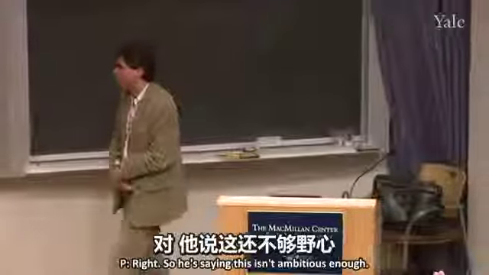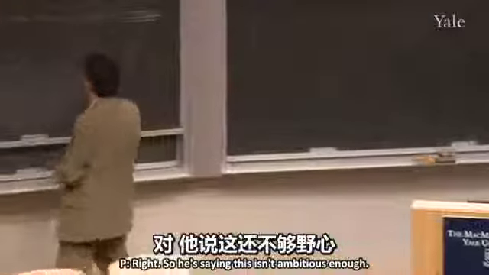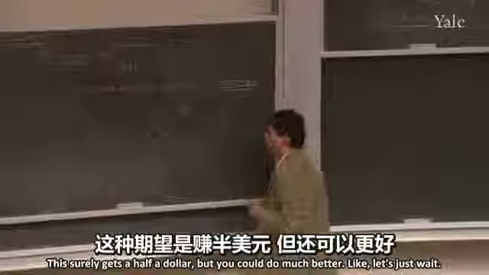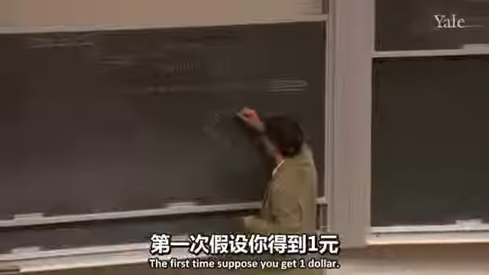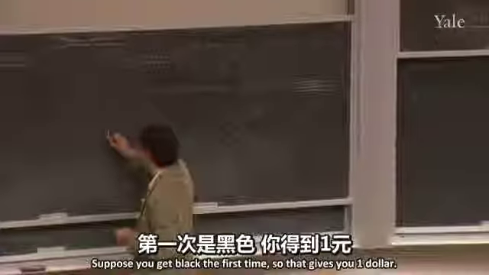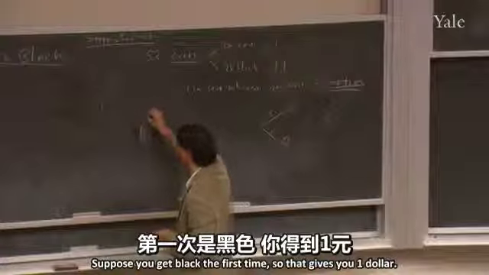You hit all 26 black. Right. Okay. So he's saying that this isn't ambitious enough. This surely gets half $1, but you could do much better. Let's just wait. Suppose you get black the first time. So that gives you $1.